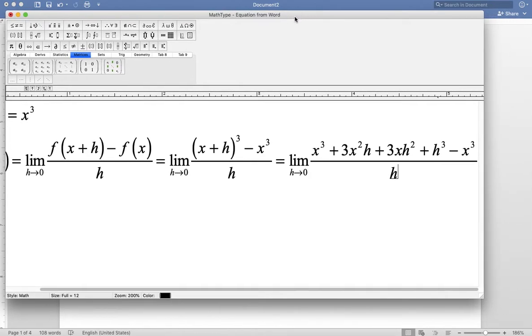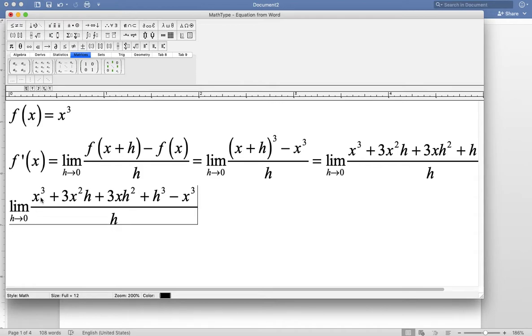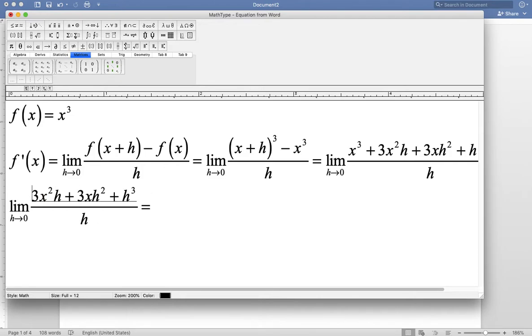What we see, x cubed minus x cubed, that will cancel. I'm going to copy this down to the next line so we can start our manipulation. That x cubed minus x cubed will be eliminated. That term cancels with the x cubed. Everything has a factor of h, so we can factor and divide out that h. That will leave us with 3x squared h divided by h, which will be 3x squared.